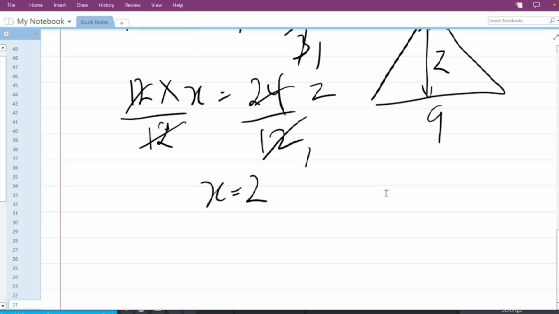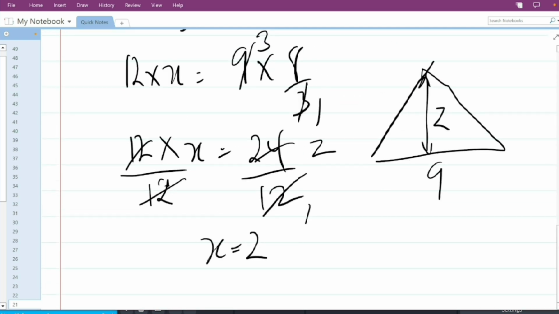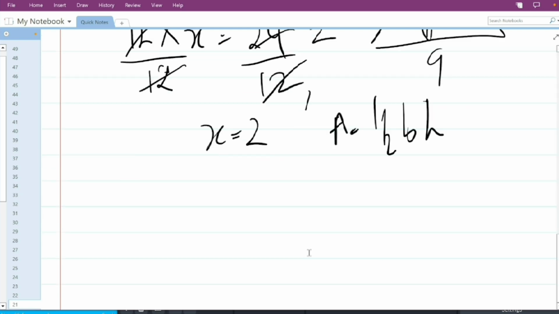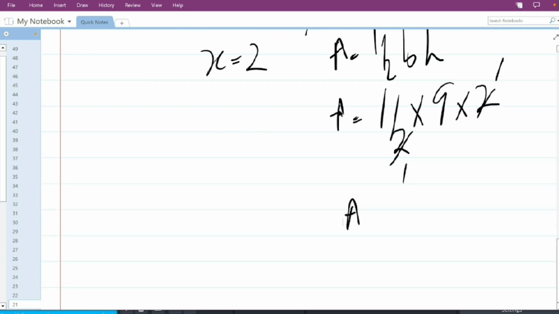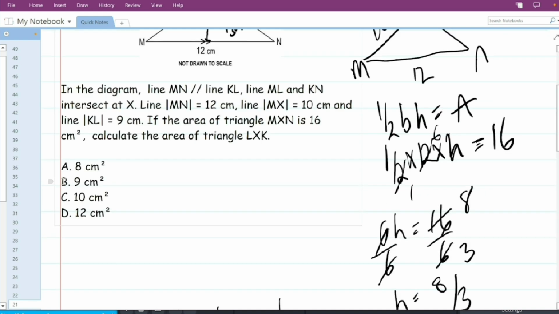With this, we can now calculate the area of this small triangle with the base 9 and the height 2. So we have it as area is half base times height. Our area equals half, base is 9, times your height is 2. We can say 2 here 1, 2 here 1. Area equals 1 times 9 times 1, which is 9. Our answer is 9 centimeters squared. Our answer is the same as using the first method, which is B, 9 centimeters squared.